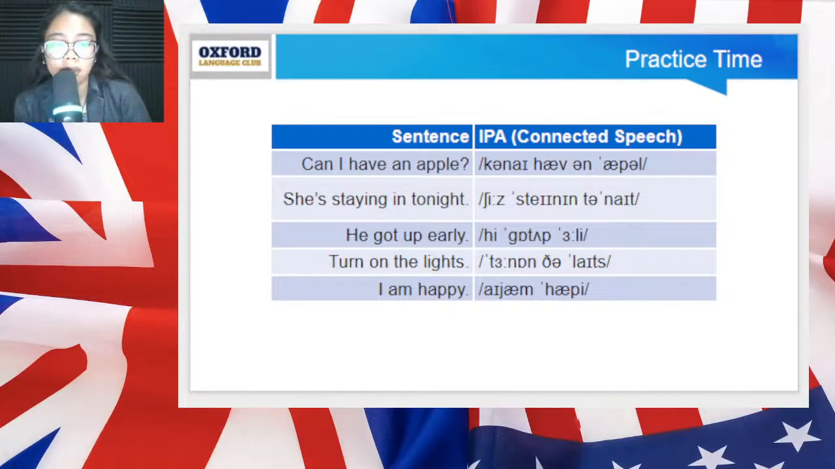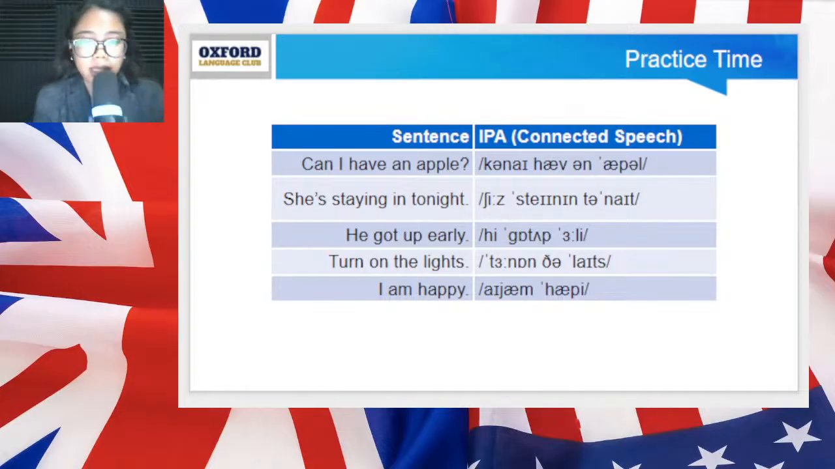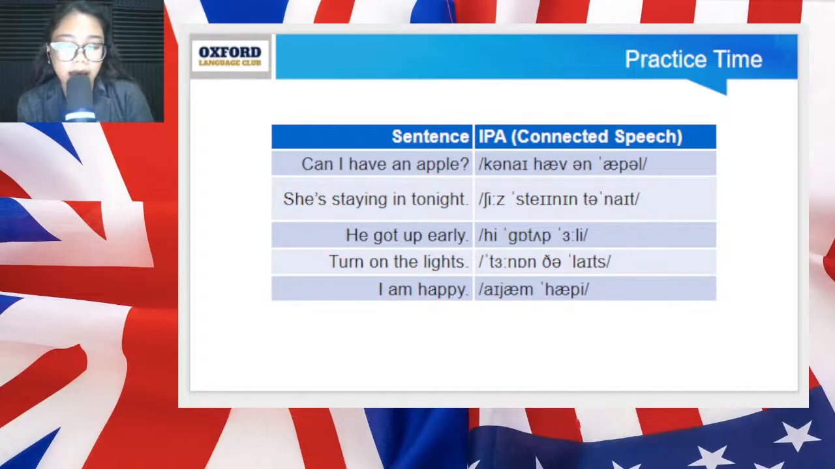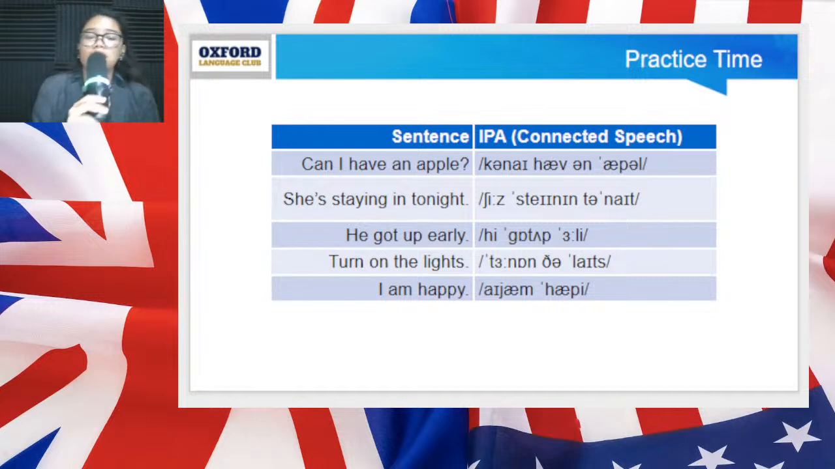So, let's start with our first sentence. Can I have an apple? If we say each word by itself, it sounds like, can I have an apple? Again, can I have an apple? One more time. Can I have an apple? You can feel those tiny little stops or pauses between each word, right? So that's how we say it clearly.